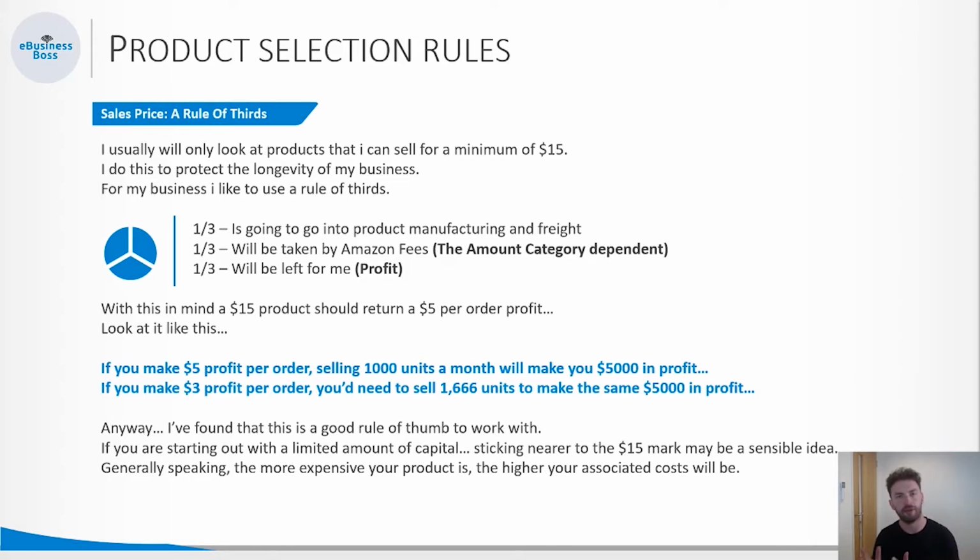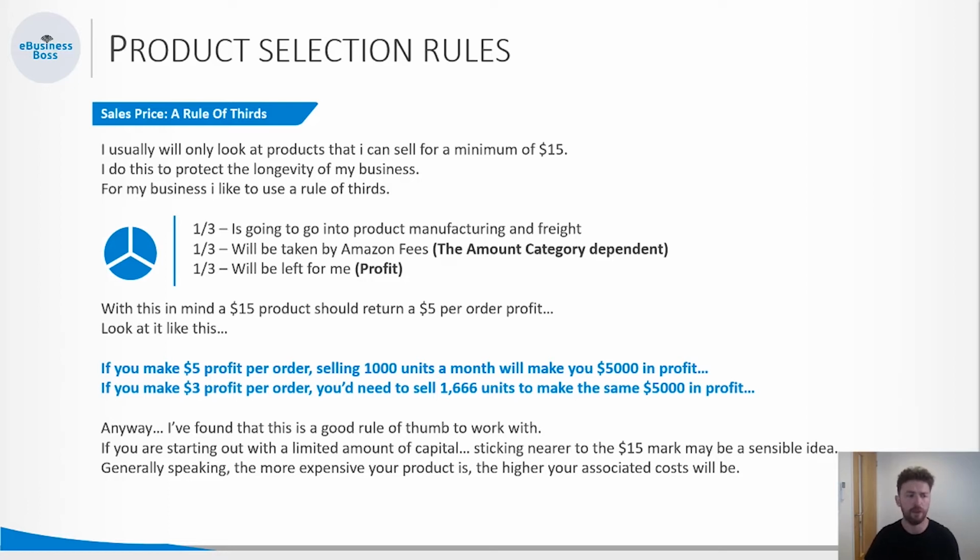If instead of making $5, your rules were slightly different and maybe you were happy with less than that and you were just going to make $3 profit per unit sold, you would need to sell 1,666 units to make that same $5,000 in profit. So you're needing to sell twice as much. And we all know how competitive Amazon can be. And it's very important, if you want to succeed, that you take all of this into account.